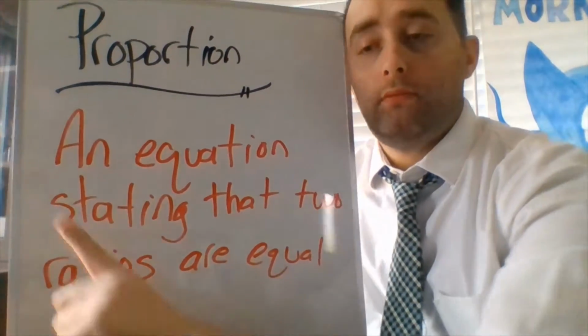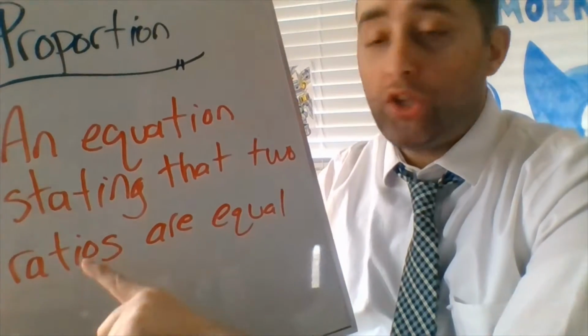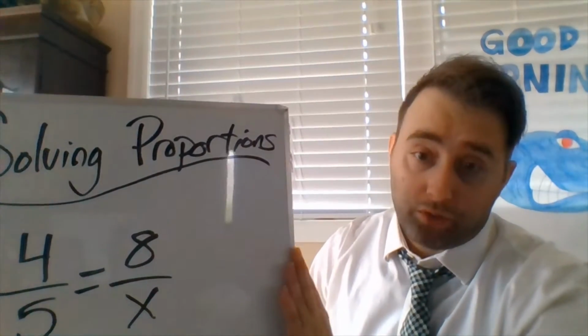A proportion is an equation stating that two ratios are equal. That's what a proportion is. Okay, now we know. So, solving a proportion. We know ratios and we know proportions.